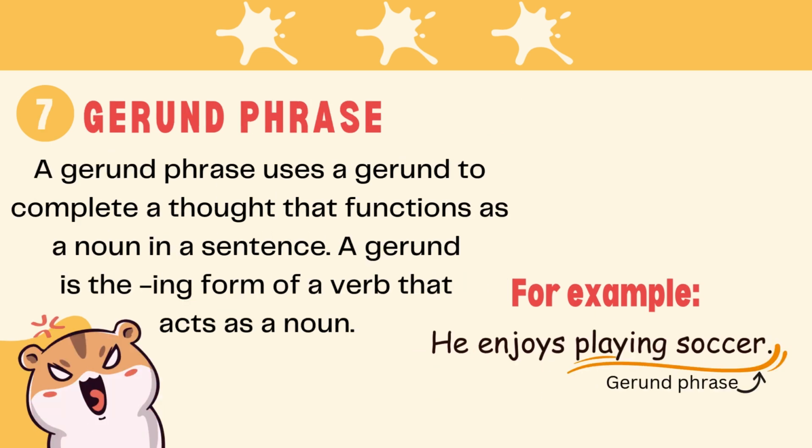Gerund phrase. It is a phrase that uses a gerund to complete a thought that functions as a noun in a sentence. And what is a gerund? It is the ing form of a verb that acts as a noun. For example, he enjoys playing soccer. Playing soccer is the gerund phrase that is acting as a noun in this sentence. As we know, play is a verb, but when we added ing, we turned it into a noun.